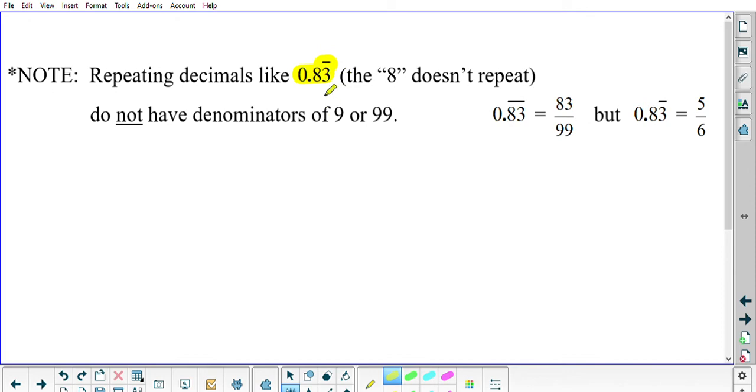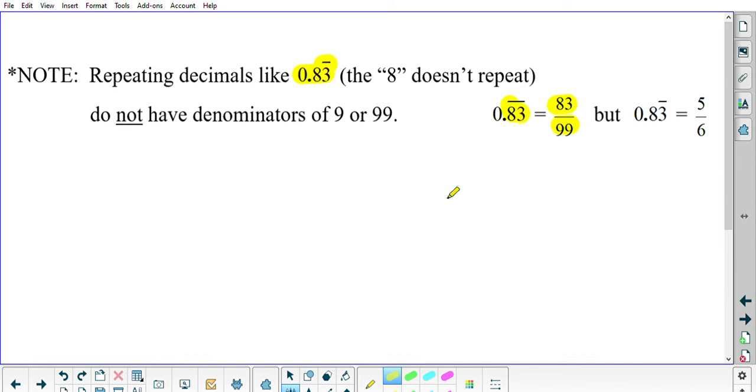Why? Because on this guy, 0.83, where the 3 repeats but the 8 doesn't, since the 8 doesn't repeat, the trick I taught you doesn't work. The trick I taught you would work with 0.83 repeating, where both the 8 and the 3 repeat, then that's 83/99ths. But if the 8 doesn't repeat, then the trick totally falls apart, doesn't work anymore. And there's a different way you would have to do it. It's a much more complicated algebraic way, which I am not going to be teaching you in this lesson.